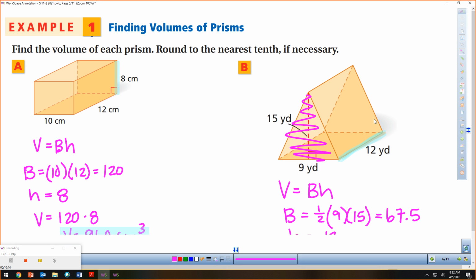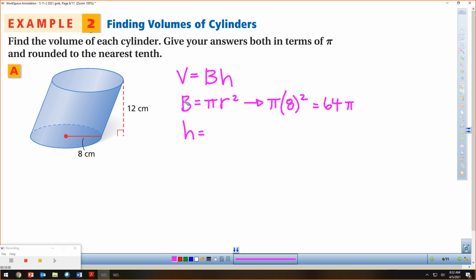Just like back here, we use the area formula for the base of a triangle. All right. So the area of my base is 64 pi. Now what is the height of my cylinder? 12. Good. So they want us to leave our answer in terms of pi and rounded to the nearest tenth. So we're going to have two different answers.